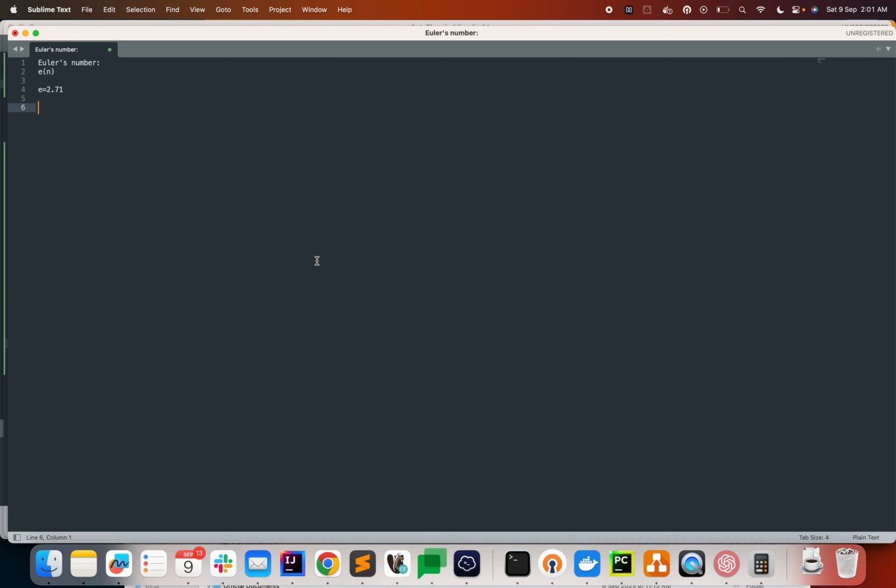Guys, so today we'll be seeing about Euler's number. When I was doing some of my tasks, I suddenly saw a formula something like this: 1 divided by 1 plus e power minus value, something like that. So I got a formula something like this.